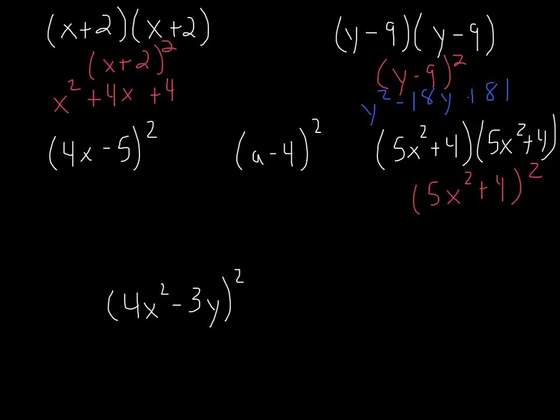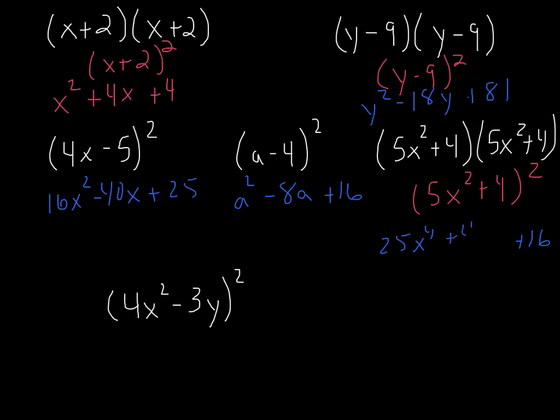4x squared is 16x squared. We got plus 25. 4 times negative 5 is negative 20, times 2 is negative 40x. Moving right along. a squared plus 16. Negative 4 times a is negative 4a, times 2 is negative 8a. Okay, 25x to the 4th, plus 16. 4 times 5 is 20, and times 2 is 40x squared.